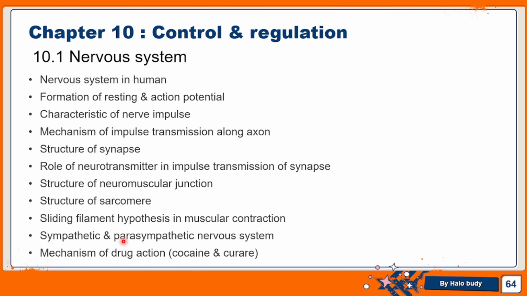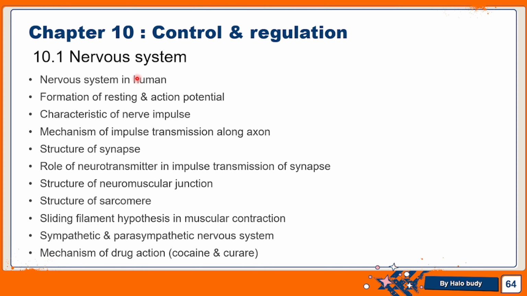And the final one, you need to learn about the mechanism of drug action. The drugs that you need to learn are cocaine and Q-way only. You only learn these two drugs. The other drugs you don't need to learn. Heroin, you don't need to learn that. You only learn cocaine and Q-way. So these are all the topics under the first big topic, the nervous system.